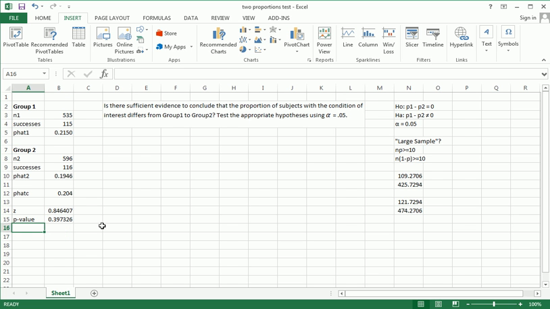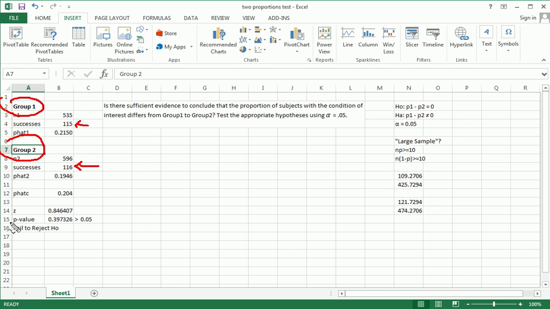And in fact, if we compare to alpha of 0.05, we see that this is definitely greater than 0.05. So let's just write that right here. So that is, if you just remember it by the rules, if your p-value is greater than alpha, you fail to reject the null hypothesis. So our conclusion is that there is not sufficient evidence to conclude that the proportion of subjects with the condition of interest differs from group 1 to group 2. In other words, P1 equals P2. These two groups, we have not shown convincing evidence that their proportion of success for whatever this is that we're measuring on both these groups is different.